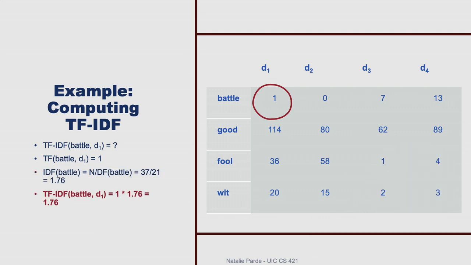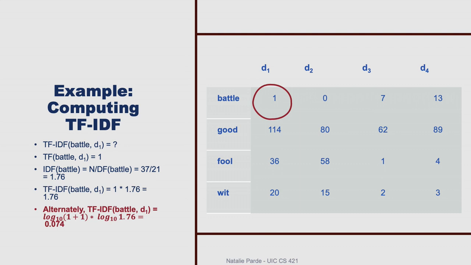Now we just need to put everything together. So we take our term frequency 1 and multiply it by our inverse document frequency, 1.76. This gives us a Tf-Idf of 1.76. If we were doing this in log space, we would take the log of 1 plus an extra 1 for smoothing purposes, and multiply that by the log of 1.76. That would give us a score of 0.074.